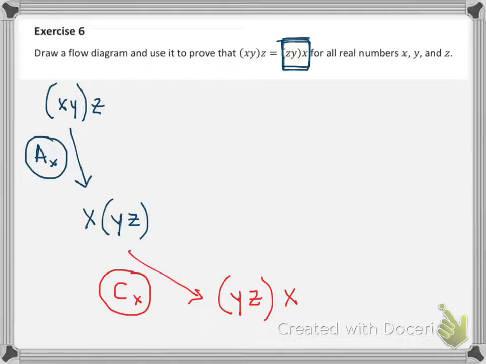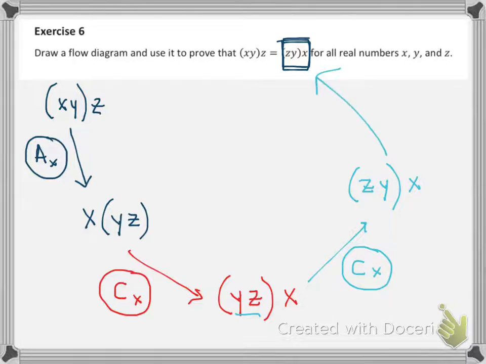And let's see, what else could we do? Well, I really just need the y and the z to be switched around. So I'm going to make it z times y in the parentheses, and then times x. All I did here was change the order of multiplication, so that is the commutative property of multiplication, which allows me to do that. And then I have it. I've got what we wanted, z times y in the parentheses times x. There's our flow diagram.